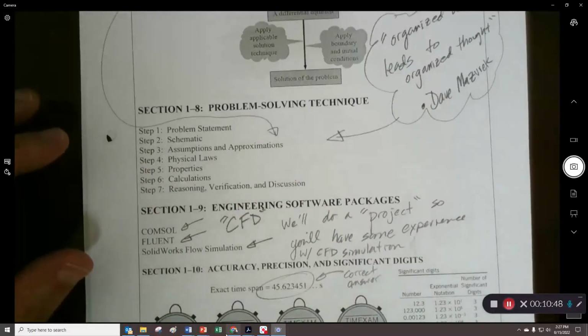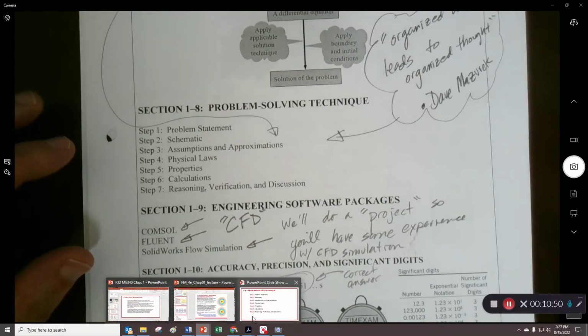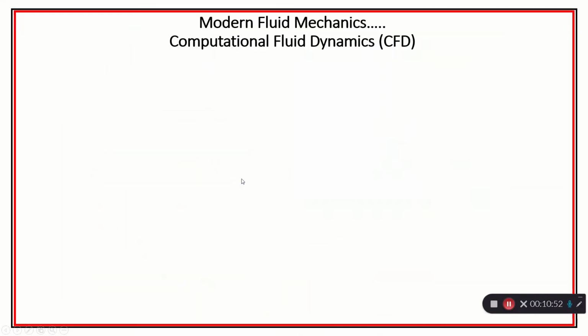I'll talk a little bit about engineering software packages. We're going to do a little bit of a project in this course.